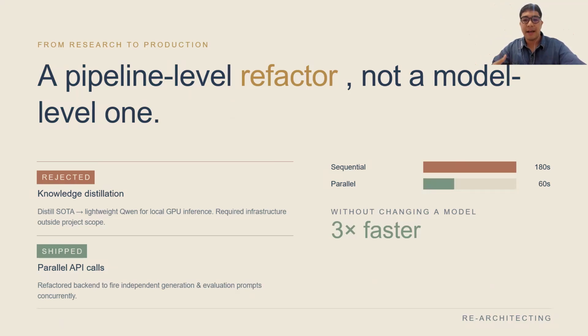So I stepped back and asked, instead of optimizing the models, can I optimize the structure of the pipeline? The three evaluation prompts didn't actually need to run sequentially. They could run in parallel. So I refactored the independent API calls to run concurrently and brought generation and evaluation down from 3 minutes to a single minute for each method problem. To me, that was probably my biggest single lesson: when you're resource constrained, sometimes the best fix beats the algorithm.